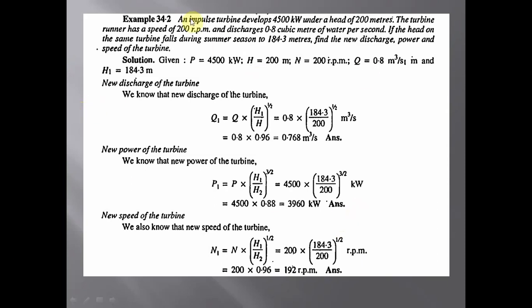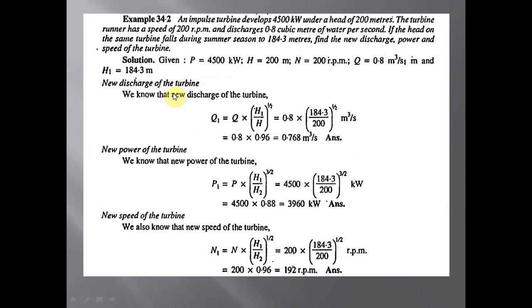So next problem: an impulse turbine of 4500 kilowatts under a head of 200 meters. The turbine runner has a speed of 200 rotations per minute and discharges 0.8 cubic meters of water per second. If the head on the same turbine falls during the summer season to 184.3 meters, find the new discharge, power and speed of the turbine. Given P equal to 4500 kilowatts, H equal to 200 meters, N equal to 200 rpm, discharge Q equal to 0.8 cubic meters per second, and H1 equal to 184.3 meters.